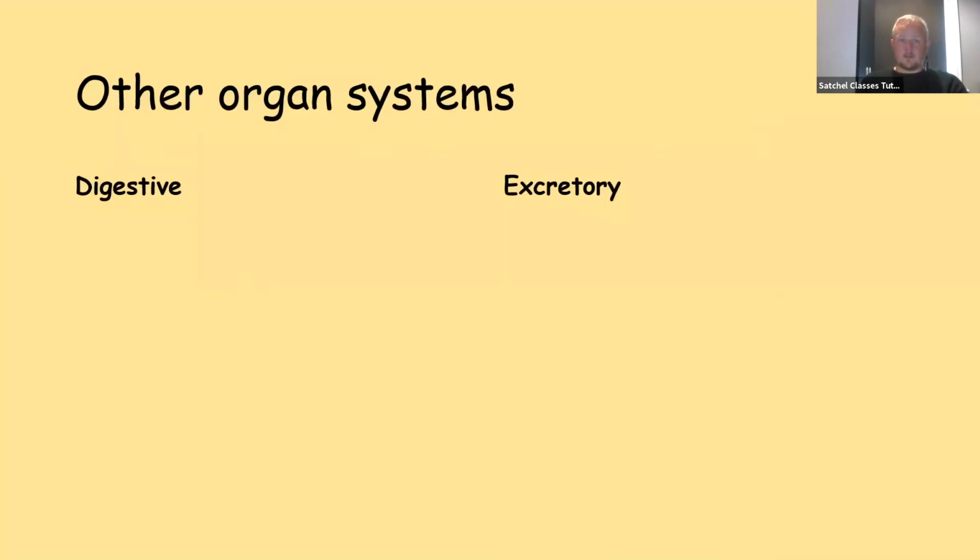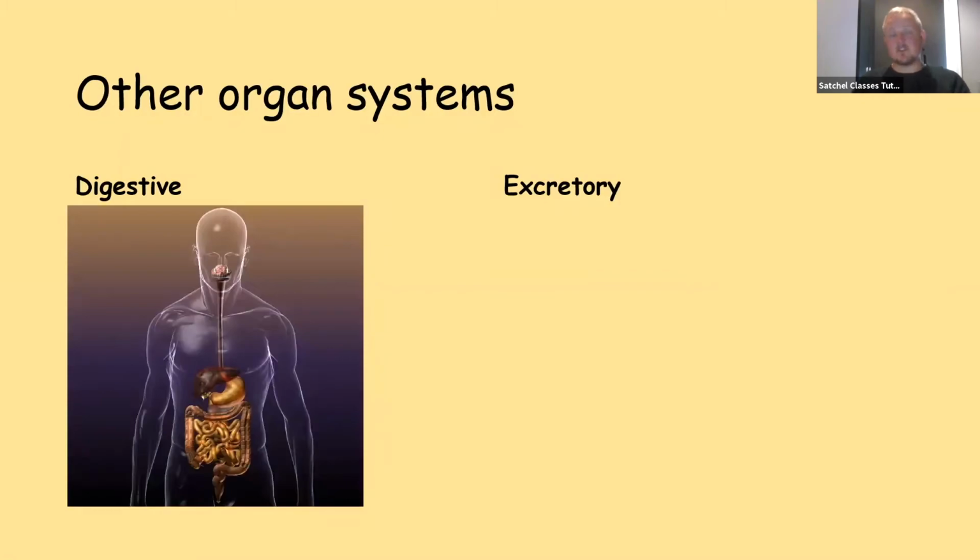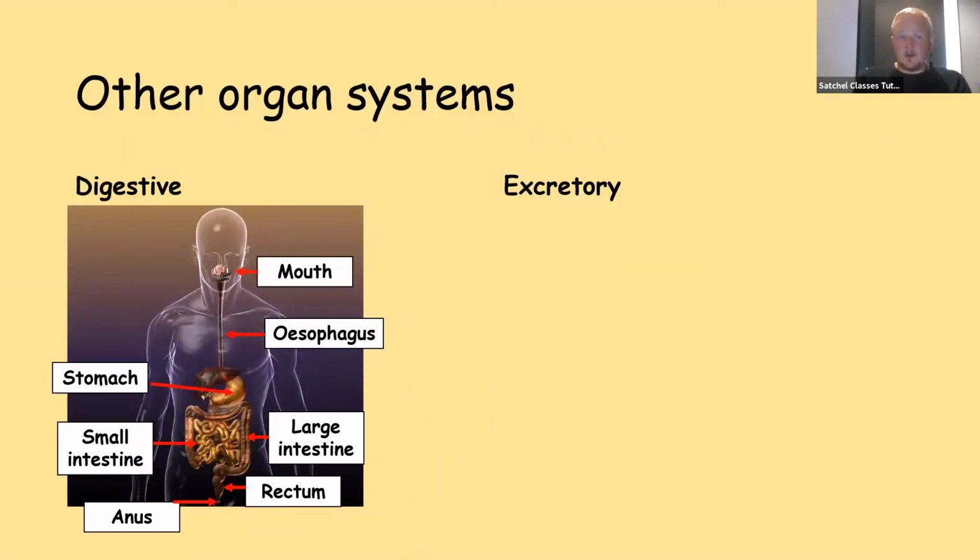Other organ systems that we need to mention and be aware of: the digestive system, which is used to support nutrition. It has quite a lot of organs involved. There's the mouth, then the esophagus, which is the food pipe. This then leads into the stomach. We've also got the liver in there. The stomach then passes down into the small intestine, which absorbs nutrients.